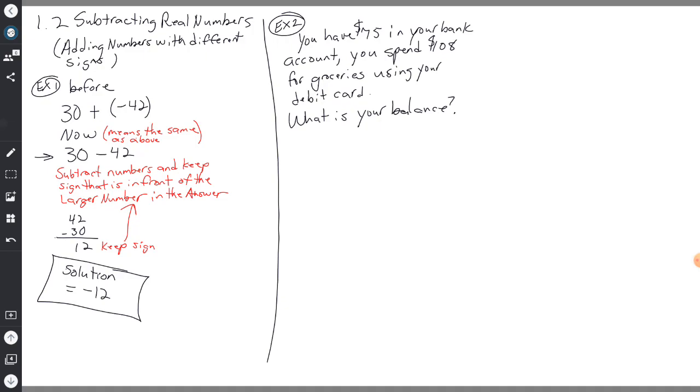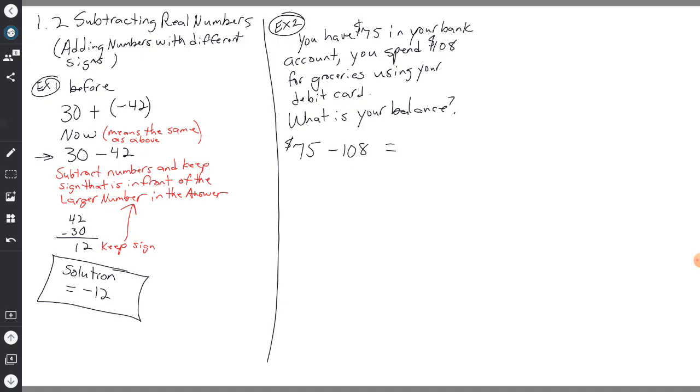Well, how about we write it mathematically? The new way, 75 minus 1. Okay, good. So if you have $75 in your bank and you go and spend $108 for groceries using your debit card, thinking about it mathematically, the new way, it would be $75 minus 108.